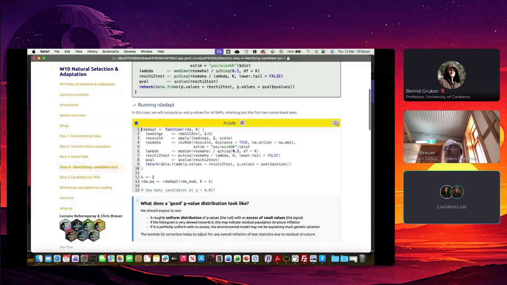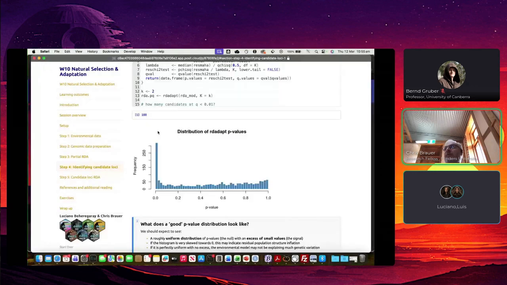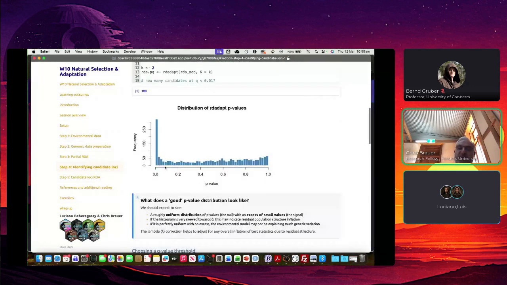Okay, cool. And this will generate a few different things. One of the things you want to look at here is a frequency distribution of the p-values generated by this. What you want to see is essentially what you've got here. You want a fairly flat distribution for the majority of your loci, and then an excess of really low p-values that represent your candidate loci here.